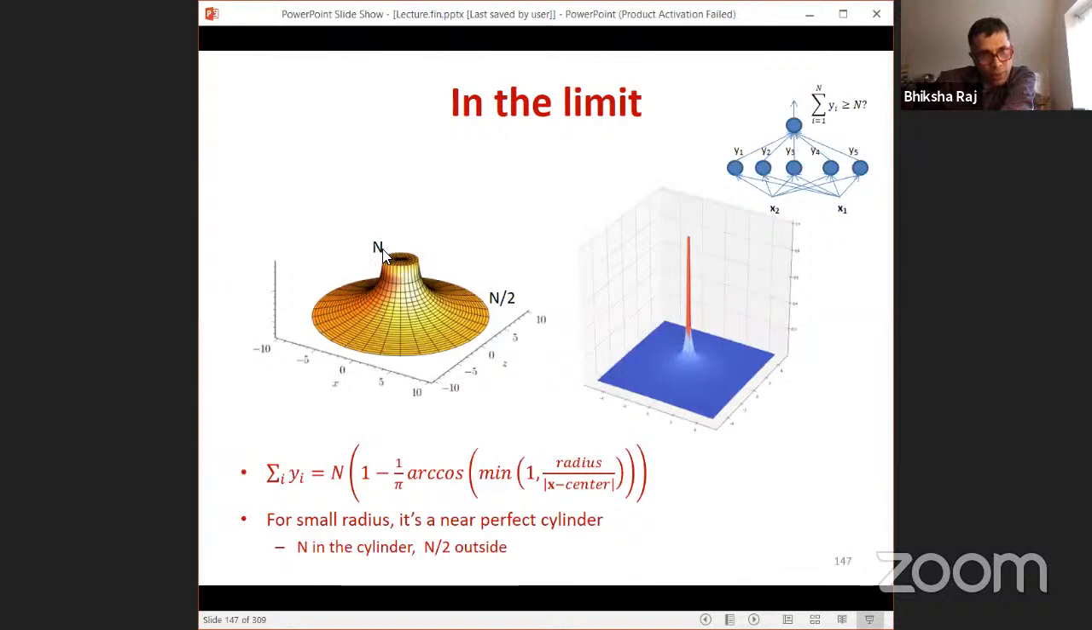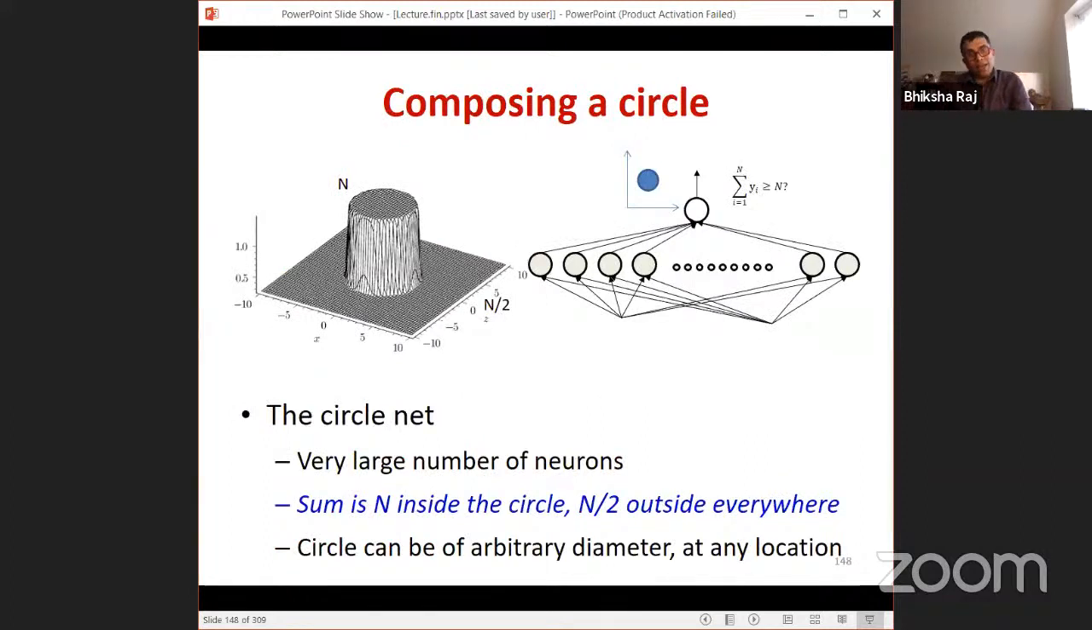It's going to be n over here, right in the center. And then it's going to fall off very smoothly and very, very quickly become n over two. And in the limit, for a small enough radius, this figure is just going to become an almost perfect cylinder, which means that if I use a very large n tending to infinity, then the sum of the outputs of these first hidden layer neurons is going to look almost like a perfect cylinder.